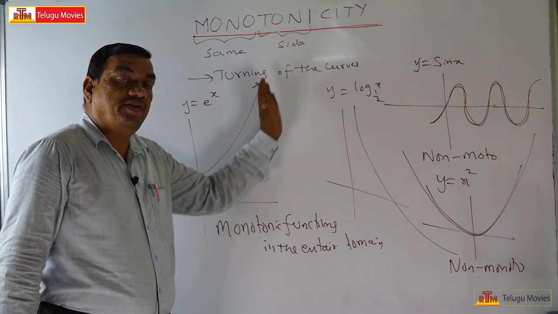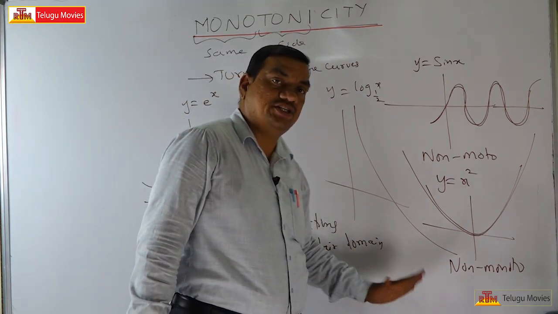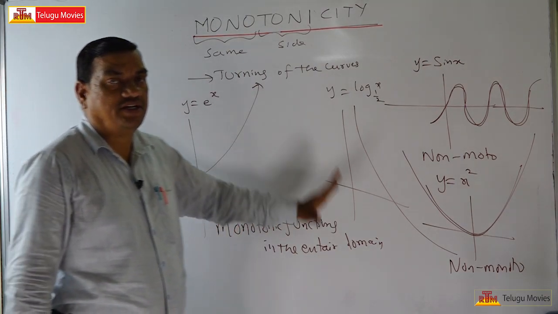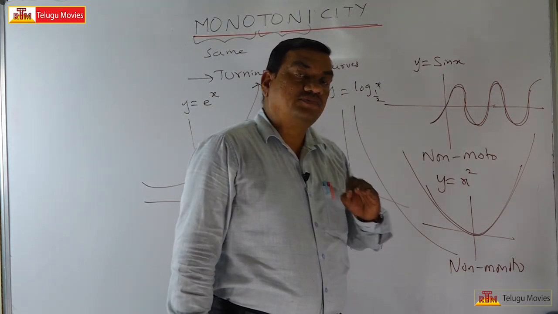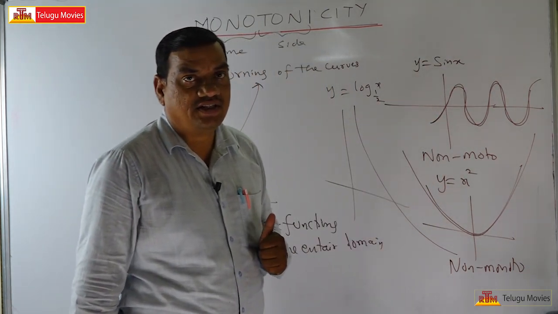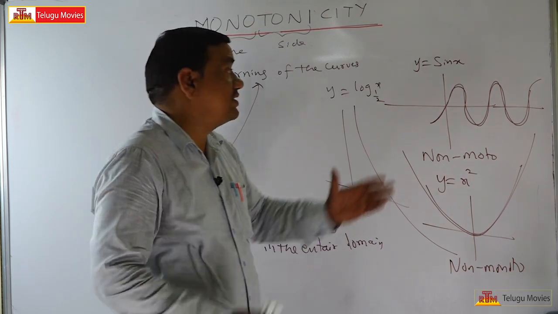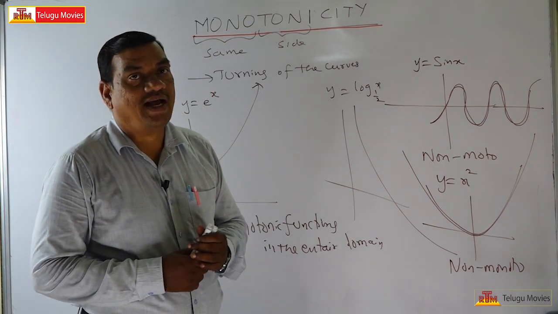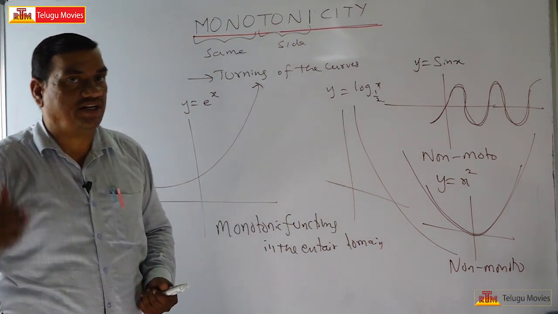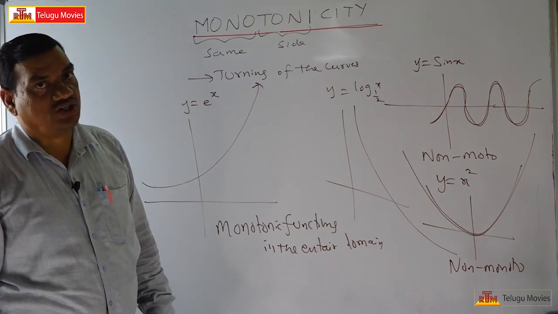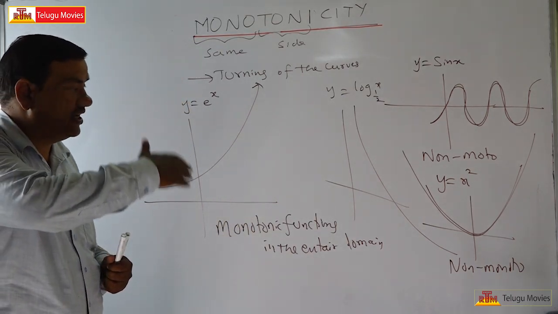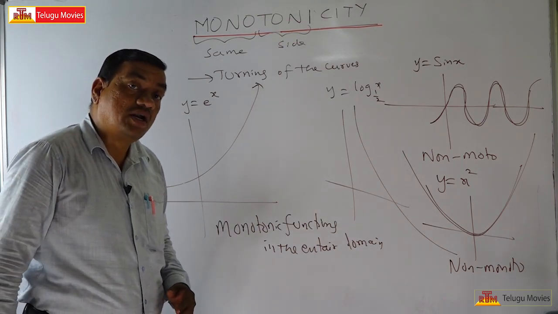It should be either strictly increasing or strictly decreasing. Any one character it should have, then only we will call it a monotonic function, either increasing or decreasing. If it shows both types of characteristics, increasing and decreasing, in the domain, then it is not monotonic. What is the domain of sin x? x is a real number. Over the set of real numbers, the function is both increasing and decreasing. That's why sin x is not a monotonic function. Here also y = x square is behaving with both types of characteristics, increasing and decreasing. That's why that is also not a monotonic function.